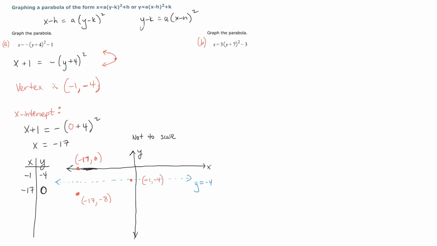And there you go. You have your three ordered pairs, and that's the minimum amount that you need to graph a parabola. Now we will simply play connect the dots, and you have a parabola opening to the left as expected. There you go. You might want to pause the video and try part B.